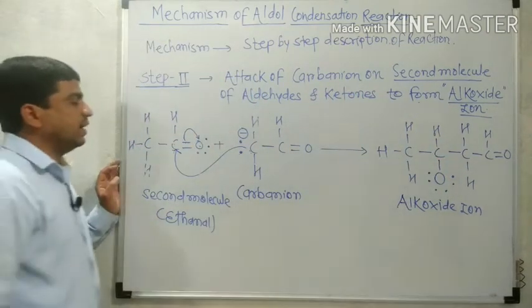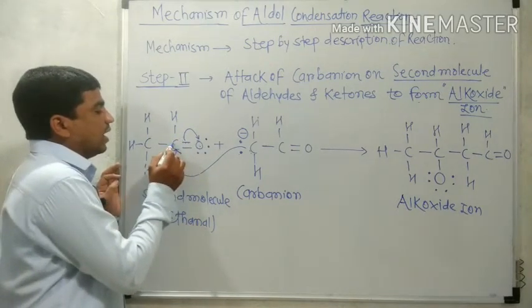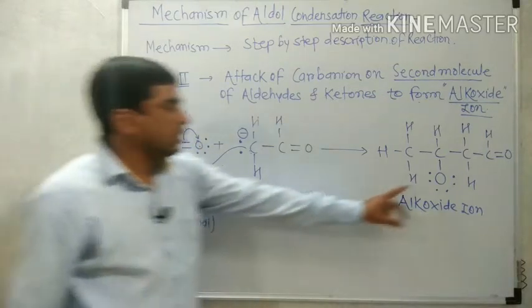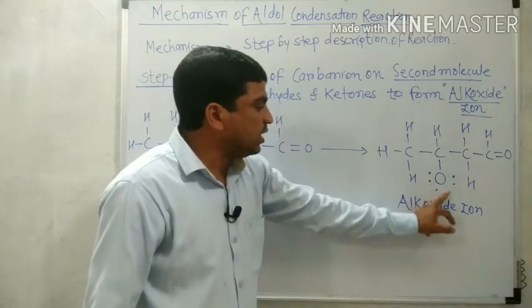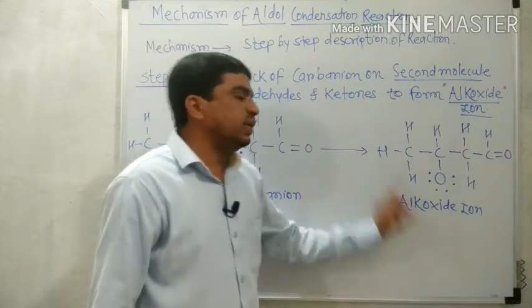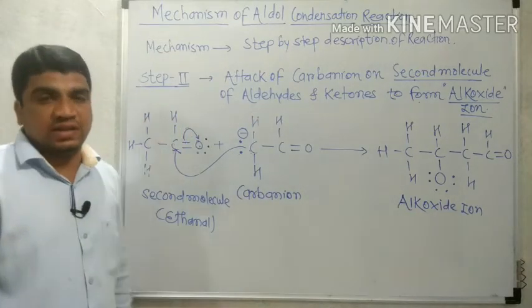After that, the remaining pair of electrons between the carbonyl carbon and oxygen shifts towards oxygen only. Therefore, oxygen has three pairs of electrons on it. This type of structure is called an alkoxide ion. That is about the second step.